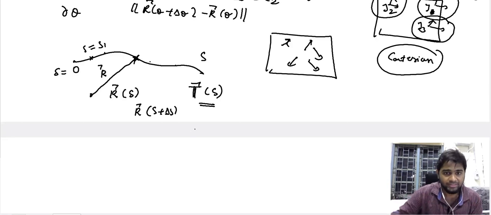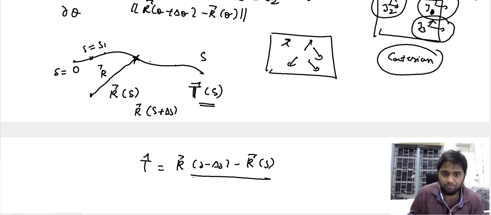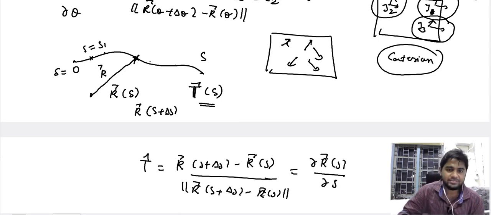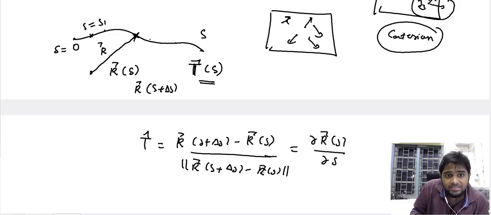Now the corresponding unit vector T cap would be something like R vector of s plus delta s minus R vector of s, divided by the magnitude of it. So this is nothing but the partial derivative of R vector with respect to s. So this gives me the unit vector, that gives us the direction along which the T vector is pointing.